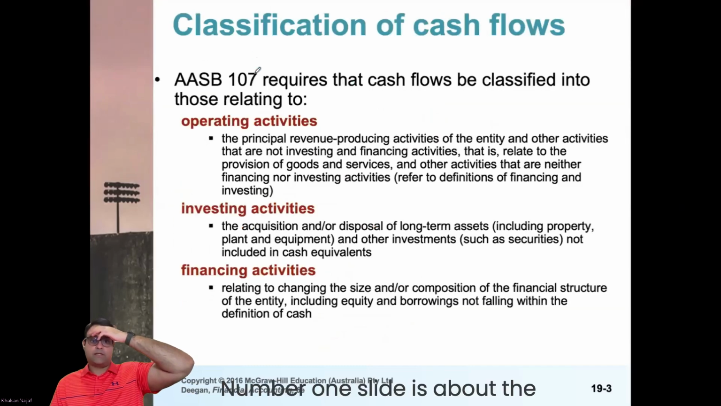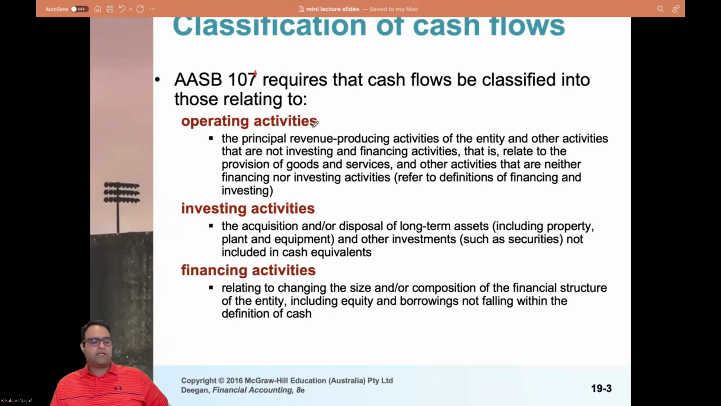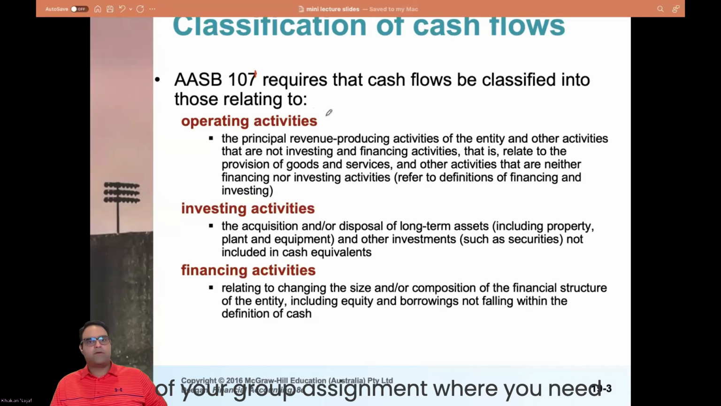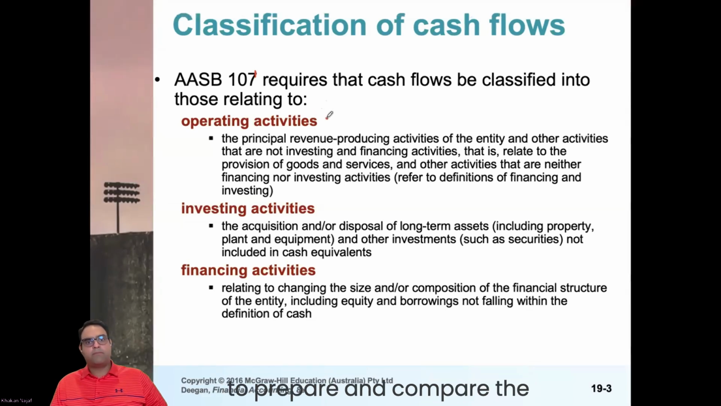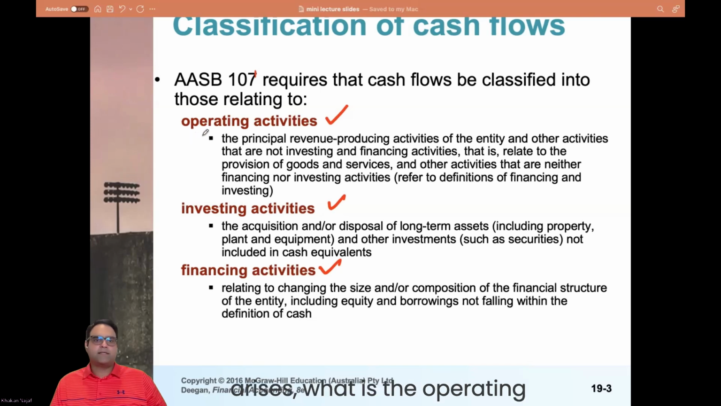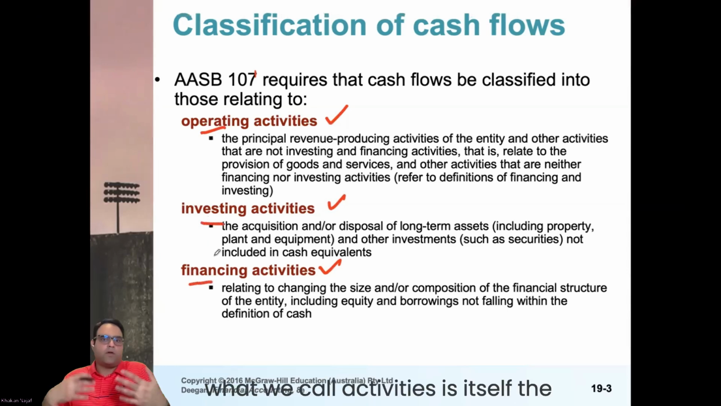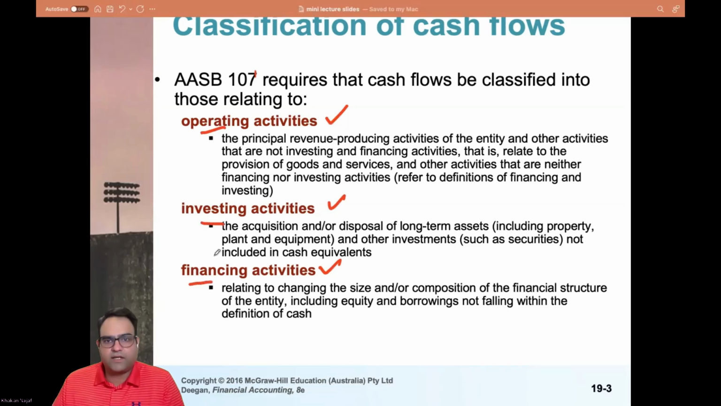Now, slide number one is about the activities of the cash flow. As I discussed earlier, this is the part of your group assignment where you need to prepare and compare the operating, investing, and financing activities of a company during COVID and pre-COVID, like comparing 2019 with 2020. But a question arises: what are the operating activities? What are the investing activities? What is the financing? What does the word activity itself mean?